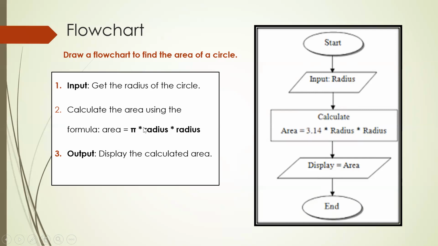After that, in step 2, this is a process which is represented by a rectangle. We will simply say calculate area equals pi, which is replaced by 3.14, into radius. And finally, we want to display the output. So we will say display area and end. So this is a pictorial representation, or a flowchart, corresponding to this algorithm.